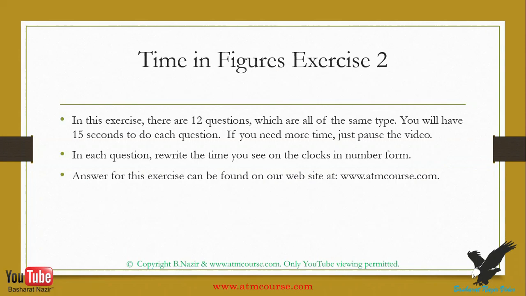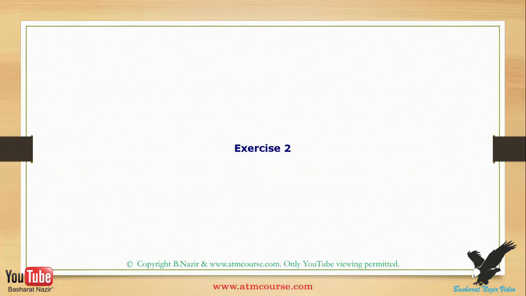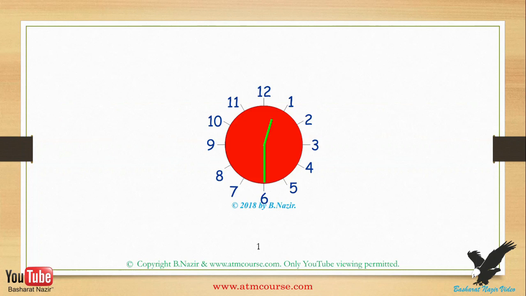In this exercise, there are 12 questions, which are all of the same type. You will have 15 seconds to do each question. If you need more time, just pause the video. In each question, write the time in numbers. Exercise 2. What is the time in numbers?